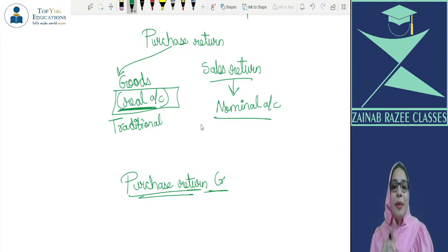See, the rule of nominal is debit the expenses, credit the income. Purchase return, how can it be my income? Purchase return is just, you will say, decrease of expenses, income. Decrease of expenses is actually not income, no?